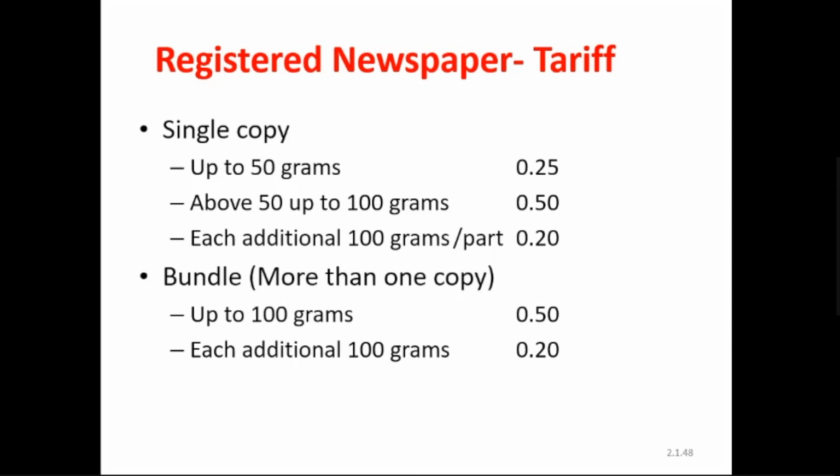If it is a single copy, the tariff up to 50 grams is 25 paise, and above 50 grams up to 100 grams, it is 50 paise. And for every additional 100 grams or part after 100 grams, it is only 20 paise. That is for a single copy. If it is a bundle, with more than one copy, for the first 100 grams it is 50 paise, and for every additional 100 grams it is 20 paise. See how meager the tariffs are. So for these, the concession is very high.